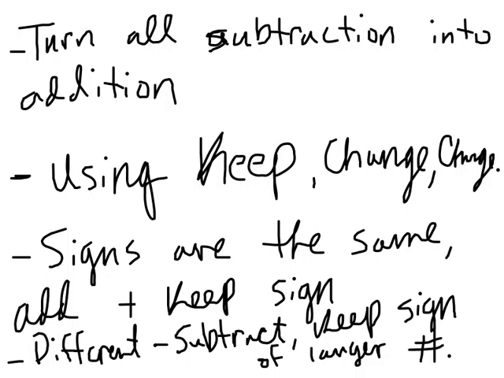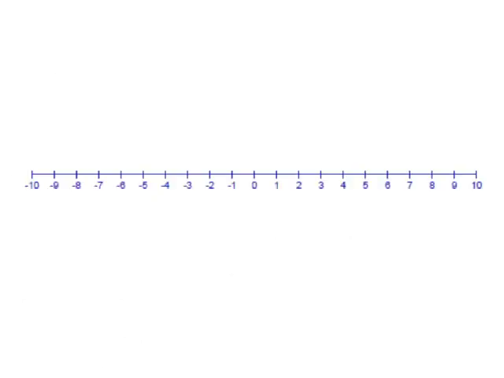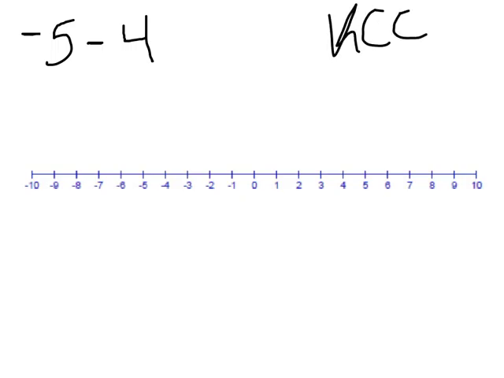So the only added piece today is that we're turning all subtraction problems to addition problems. I'm going to show you how this works. So let's look at our first example. All right, let's say I have negative 5 minus 4, okay? What I'm going to do is I'm going to use what is called keep, change, change, which is similar to keep, change, flip. We're going to turn this subtraction problem into an addition problem.